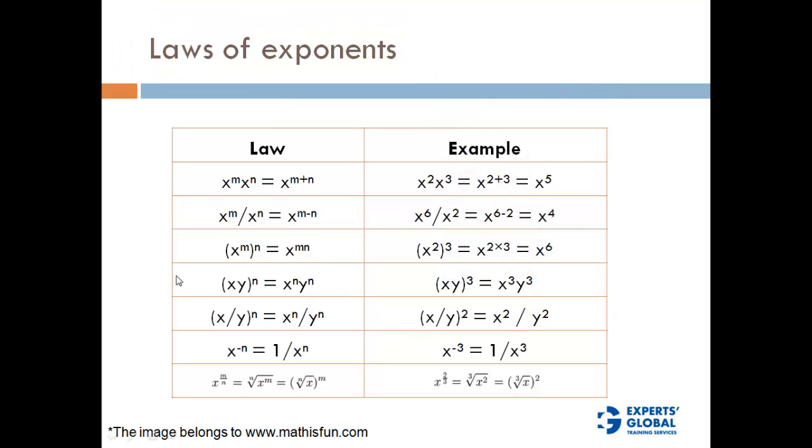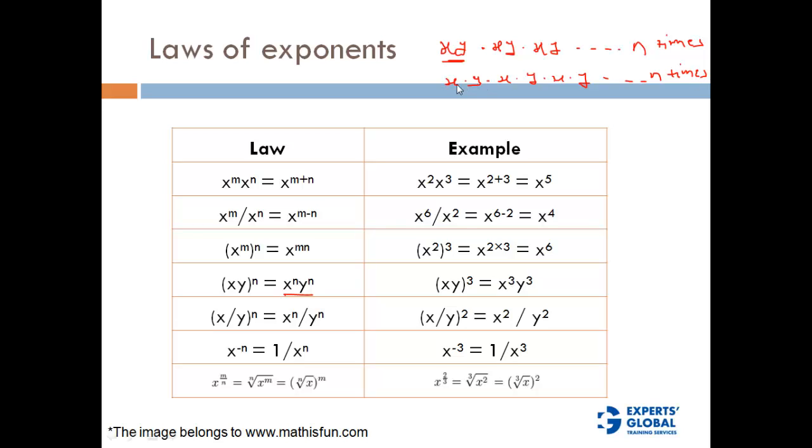Similarly, xy raised to n is equal to x raised to n y raised to n. Let's look at this. What do we mean by xy raised to n? We mean xy into xy into xy, like this, n times. Now this xy itself is a product, right? So it is x into y into x into y into x into y, like that, n times.